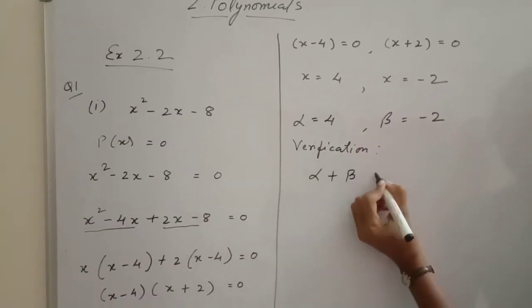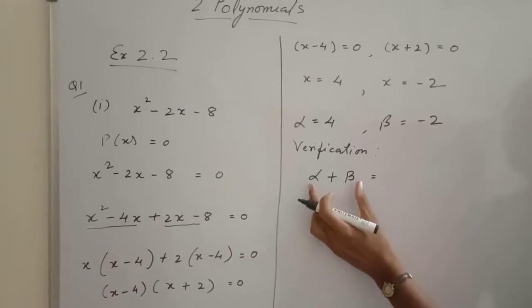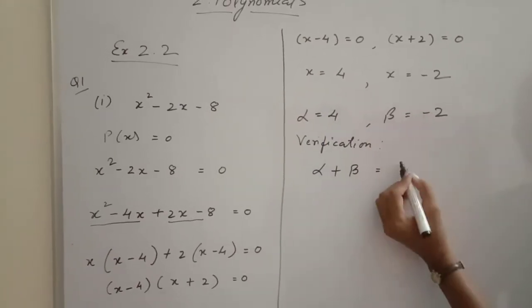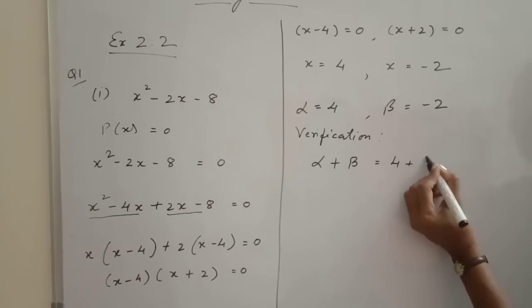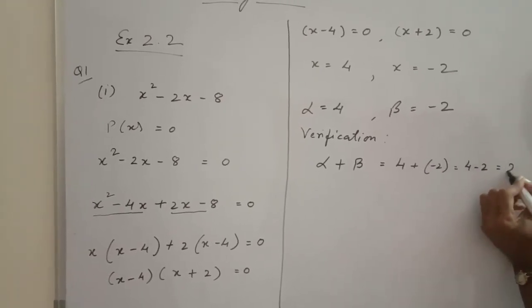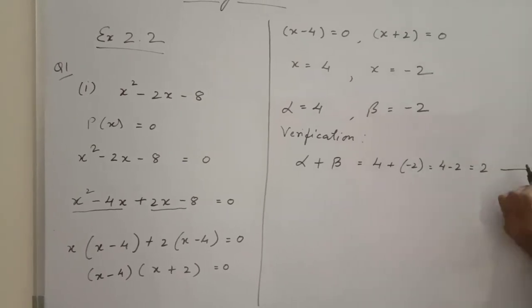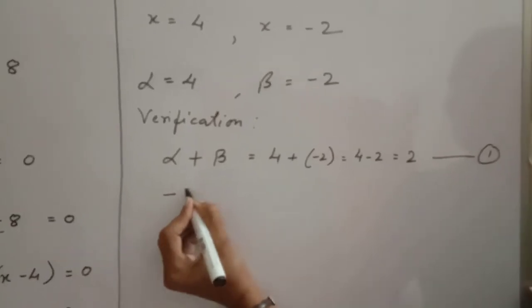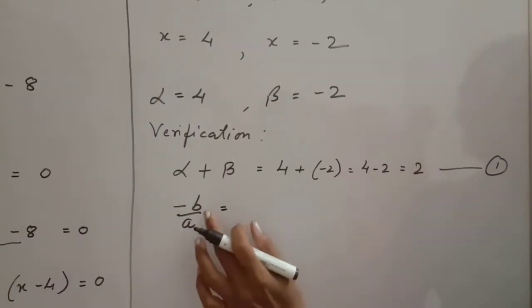Alpha plus beta, that means the sum of zeros. If I do alpha plus beta, I will get 4 plus -2, that means 4 - 2, that is 2. So let it be first. Let's take -b/a. Now -b/a.